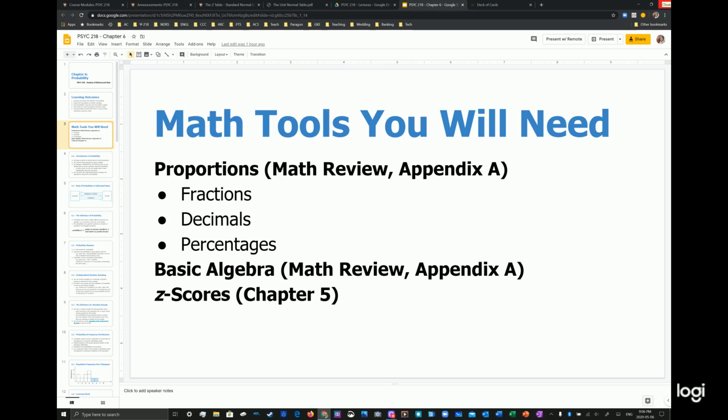The math tools we need: because we're working with probabilities, which are proportions, we need fractions, decimals, and percentages. You can think back to our frequency distribution where we did proportions and percentages in chapter 2. We are also going to need basic algebra, not only in terms of proportions, but also in how we find the location and the proportions in the unit normal table. And because these tables are determined by Z-scores, we need our knowledge of Z-scores as well.